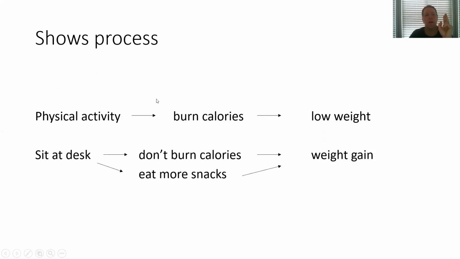Step two, you've got to show the process. How is it that the job leads to the weight? What are the steps? You've got to fill in the intermediary steps. So it's pretty simple. When you do physical activity, then you burn calories. When you burn calories, you tend to lose weight. When you sit at a desk, you don't burn calories, so you gain weight. And also when you sit at a desk, you eat more snacks, so you gain weight. Pretty simple, basic causality, pretty easy to understand. But it's important to show that and make it explicit for your reader.